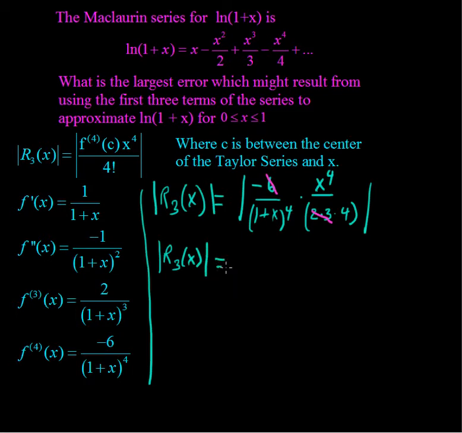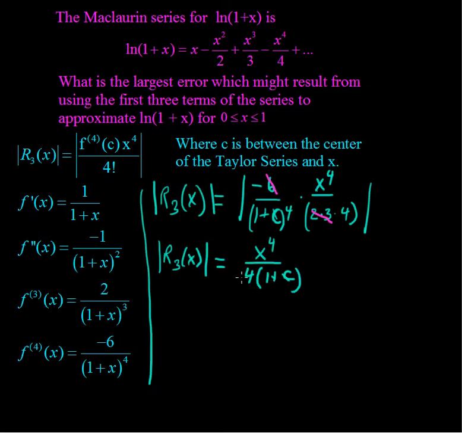is going to be equal to x to the fourth over 4 times 1 plus x to the fourth, or 1 plus c to the fourth. And notice I wrote that as x up there, so that was supposed to be c. So go up and fix that, please.